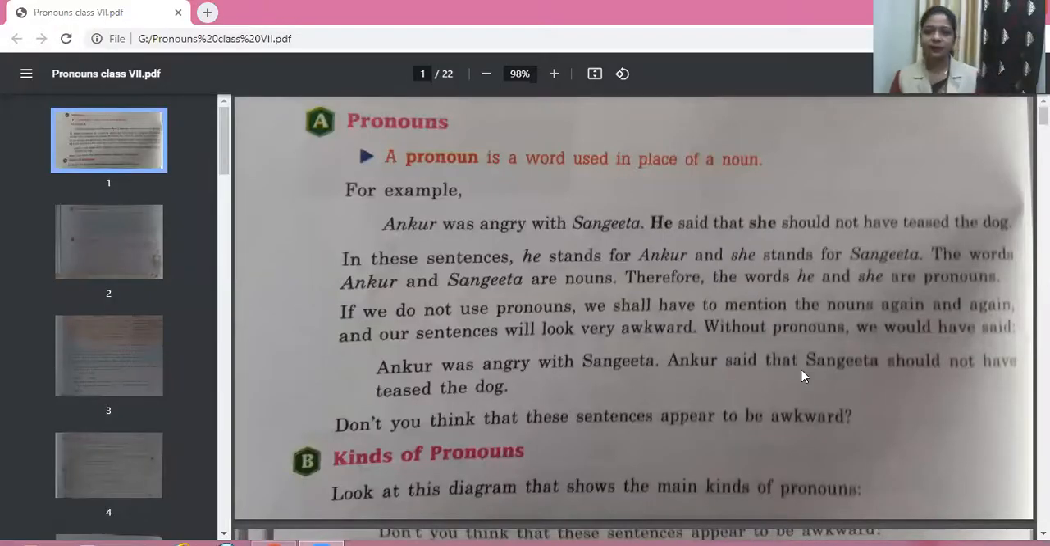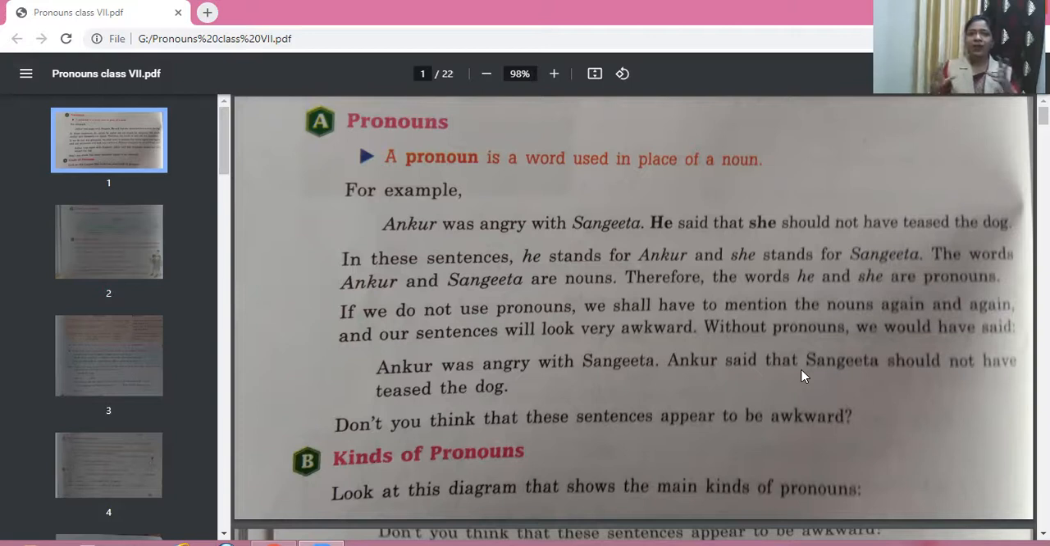Yes. See here. There is an example in front of you. Ankur was angry with Sangeeta. Ankur and Sangeeta are nouns. Of course, they are names of people. Now, Ankur is a boy, Sangeeta is a girl. So, instead of Ankur, we can use he. And instead of Sangeeta, we can use she. So, Ankur was angry with Sangeeta. He said that she should not have teased the dog.